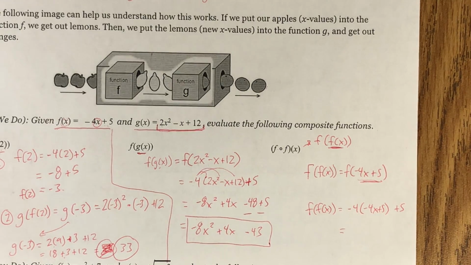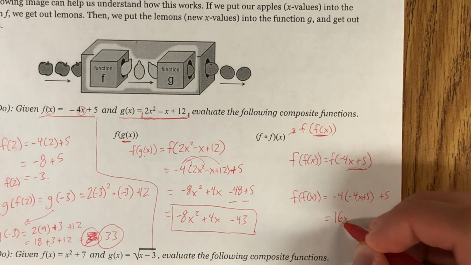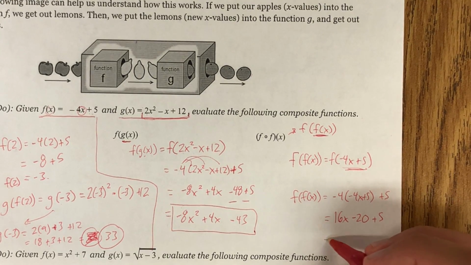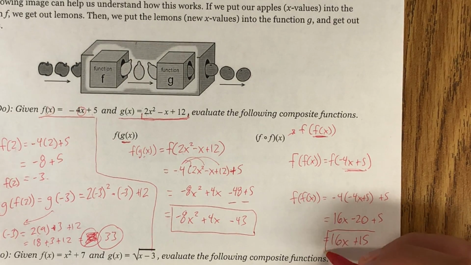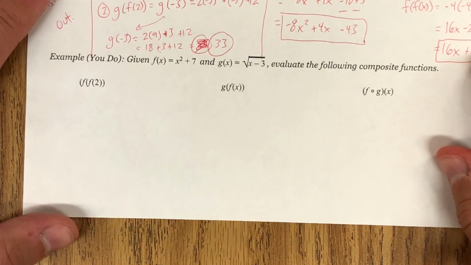So then you simplify. Negative 4 times negative 4 is 16x. Negative 4 times 5 is negative 20. And negative 20 plus 5 is 15. Okay. Odd one. All right.